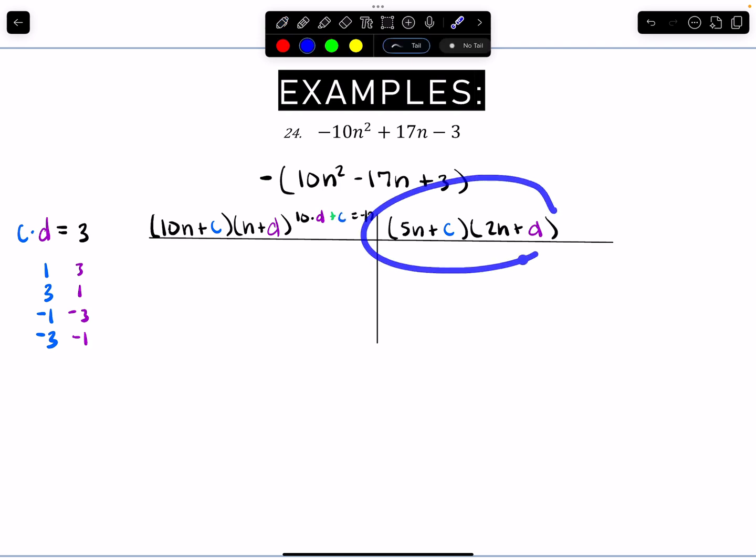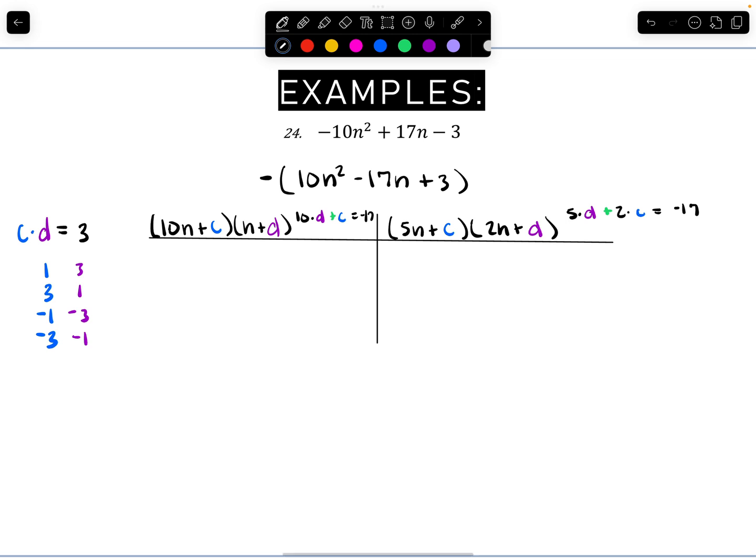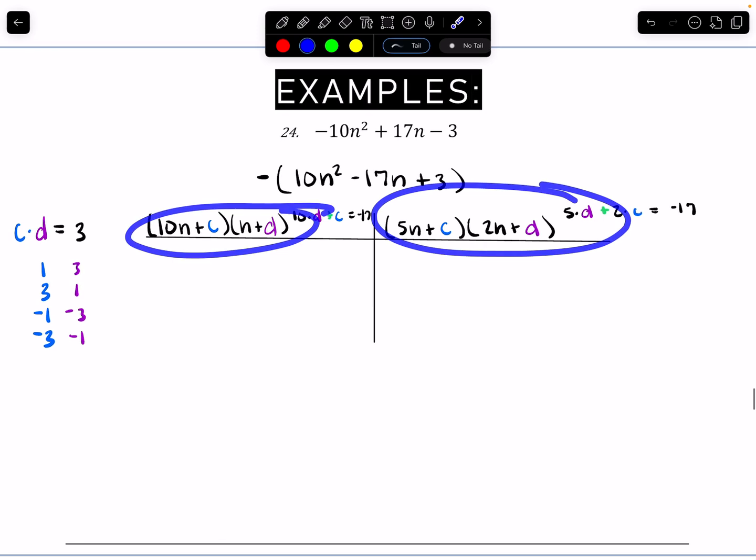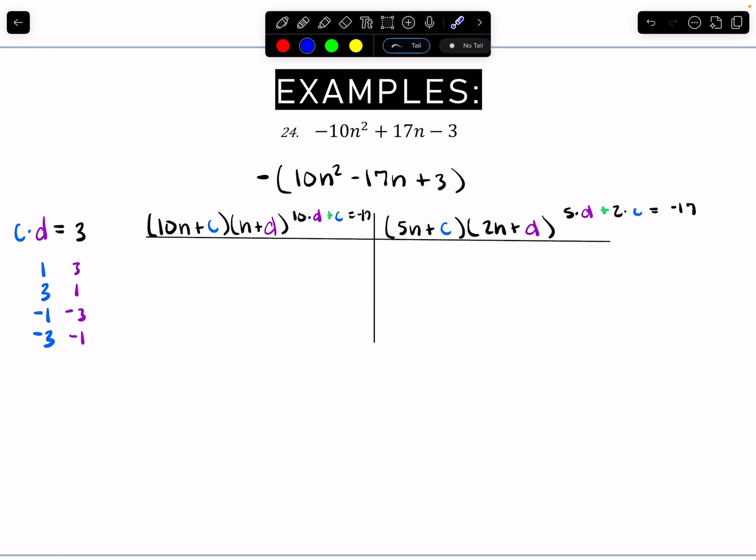In this case over here, it'll be 5 times d plus 2 times c should give us that negative 17. Okay, 10 is a pretty big number to work with. But so is 17. So really you can start in any position here. You just kind of have to guess and go with it. So let's just start with the 10 this time. So let's try 1 and 3.